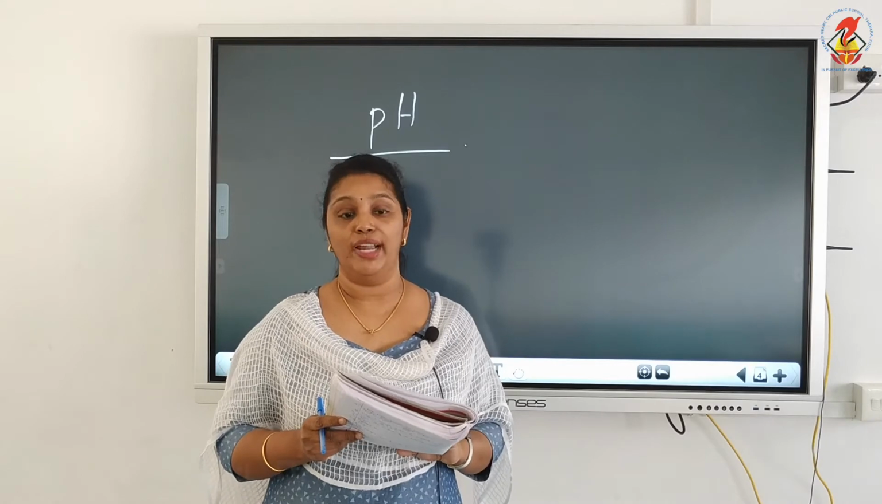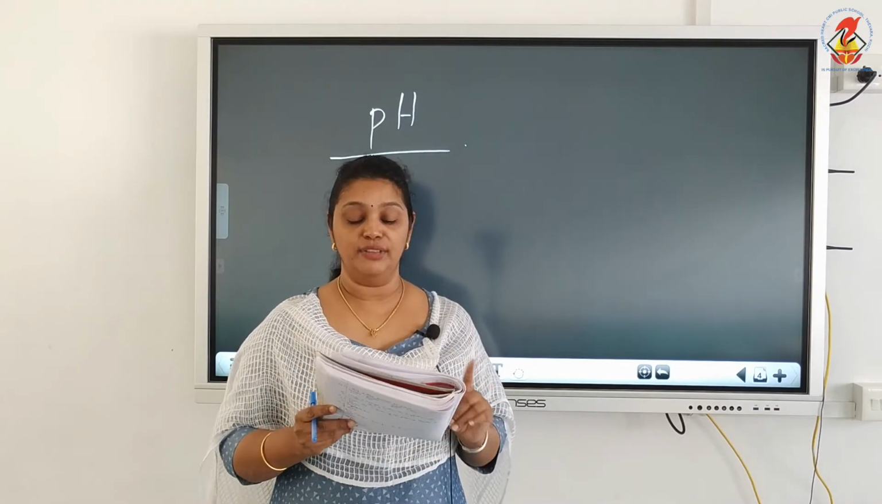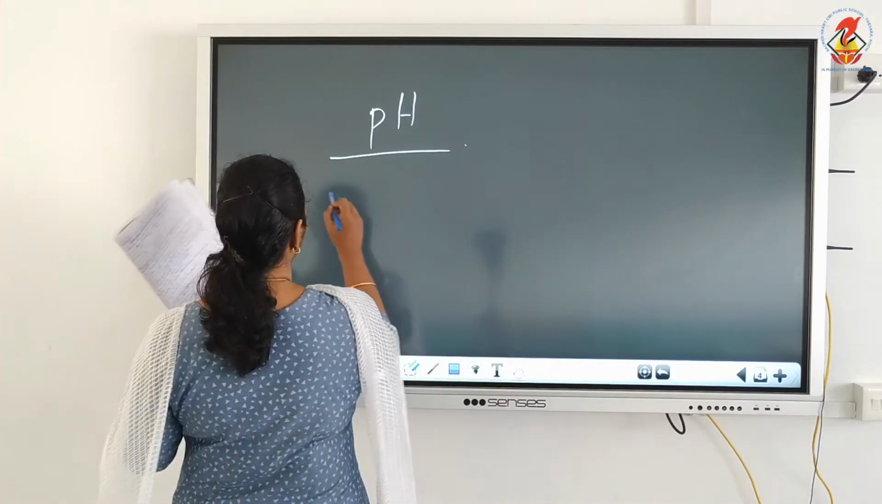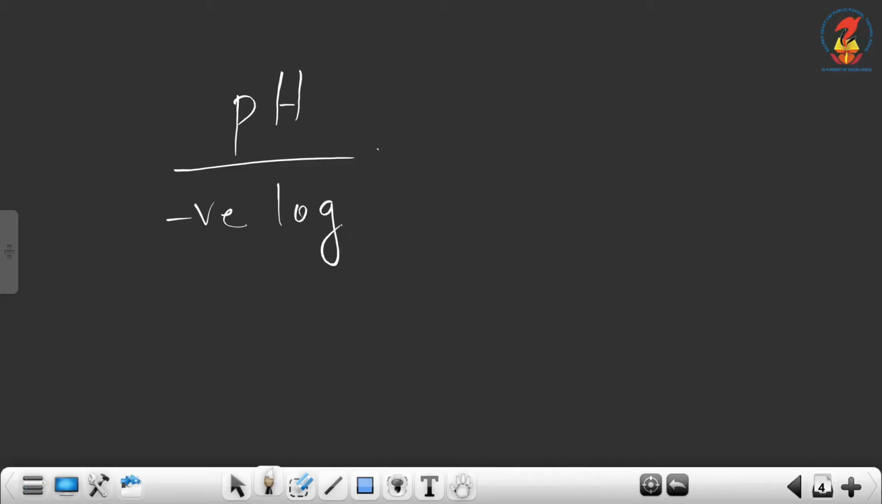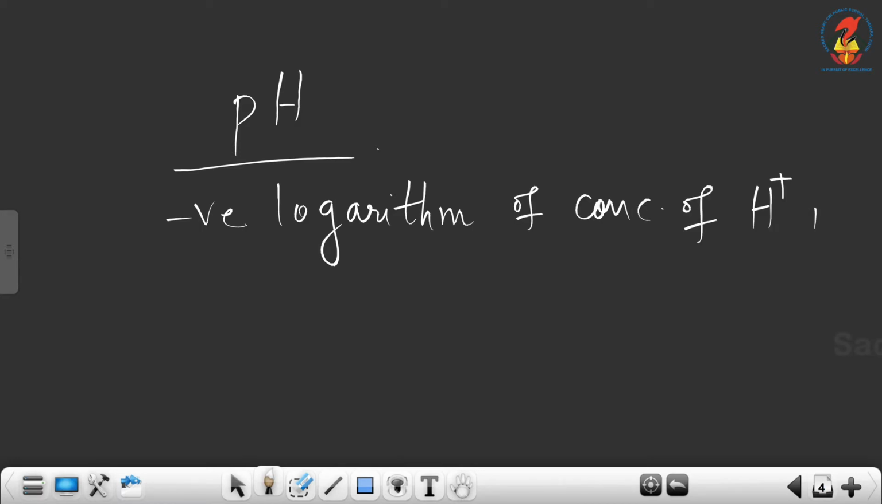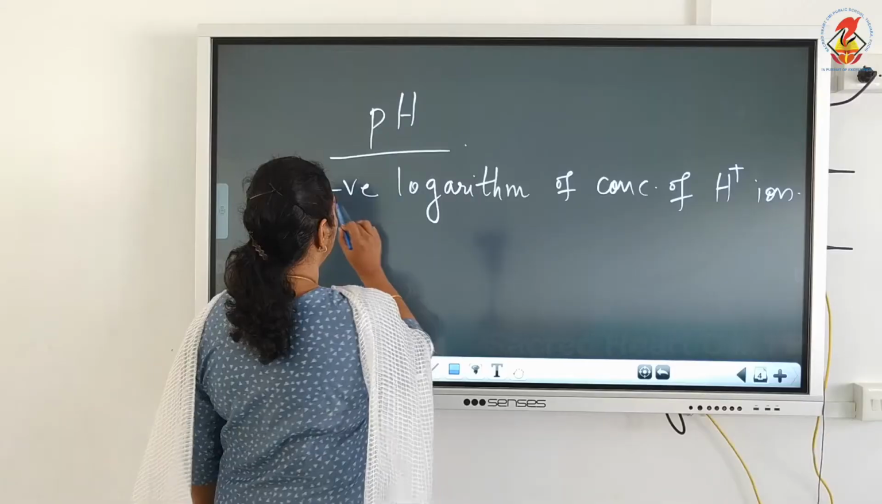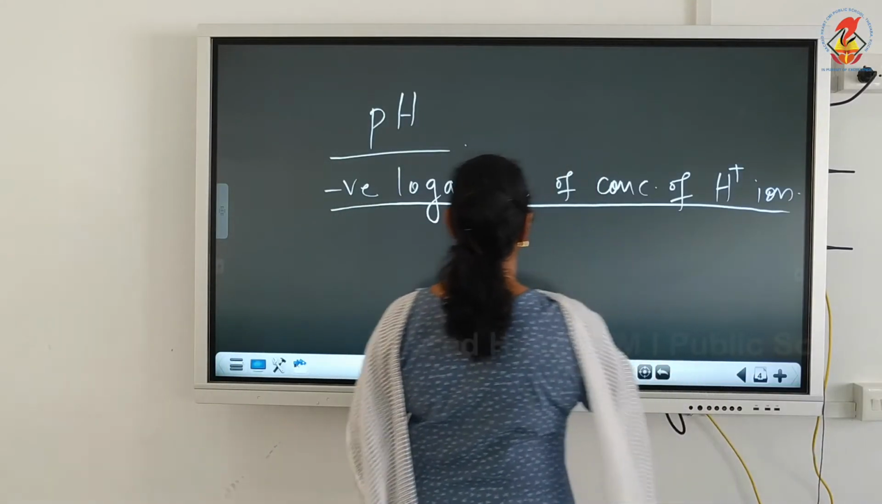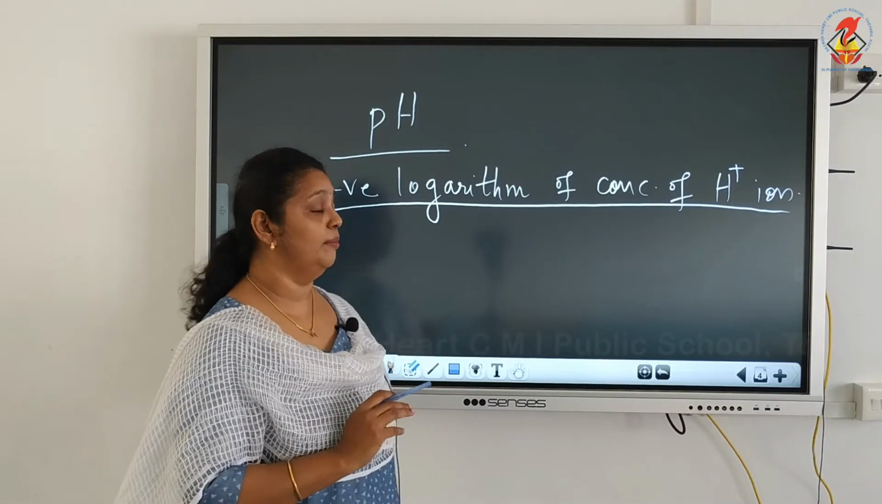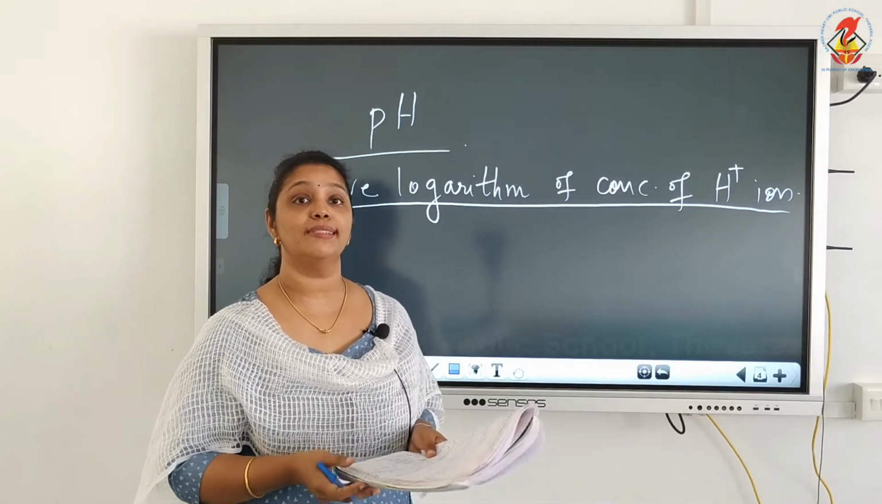Now how can you define the term pH? It is defined as the negative logarithm of concentration of H plus ion, or you can say concentration of H3O plus ion. So this is the definition for the pH. It is defined as the negative logarithm of concentration of H plus ion.